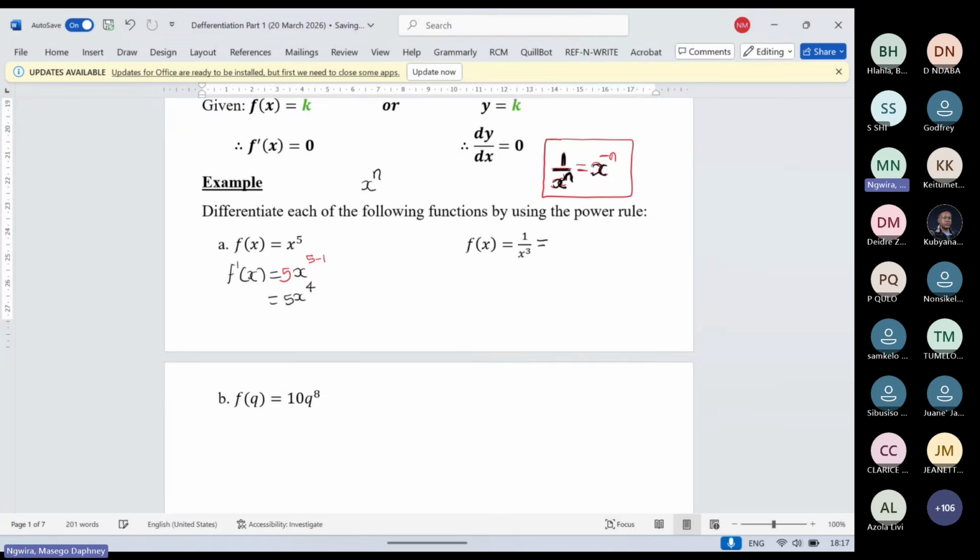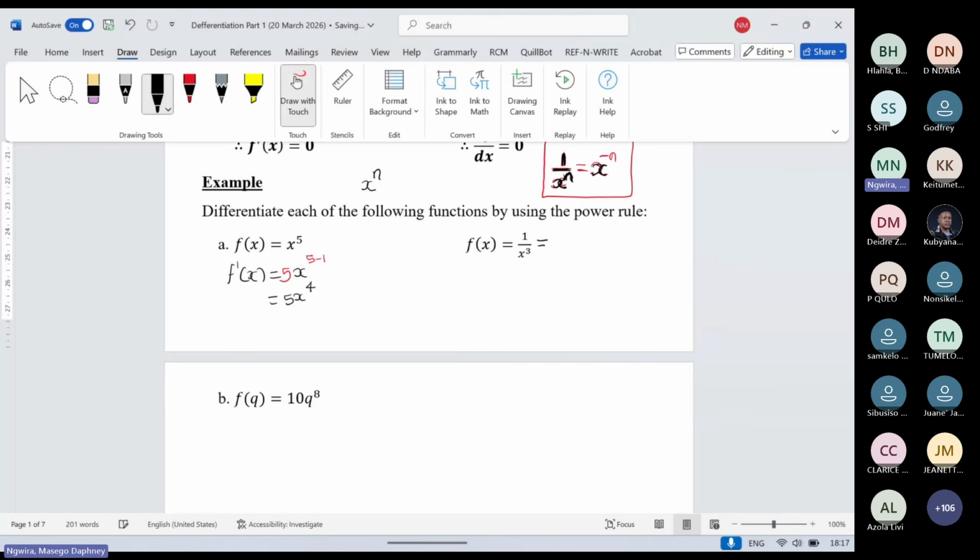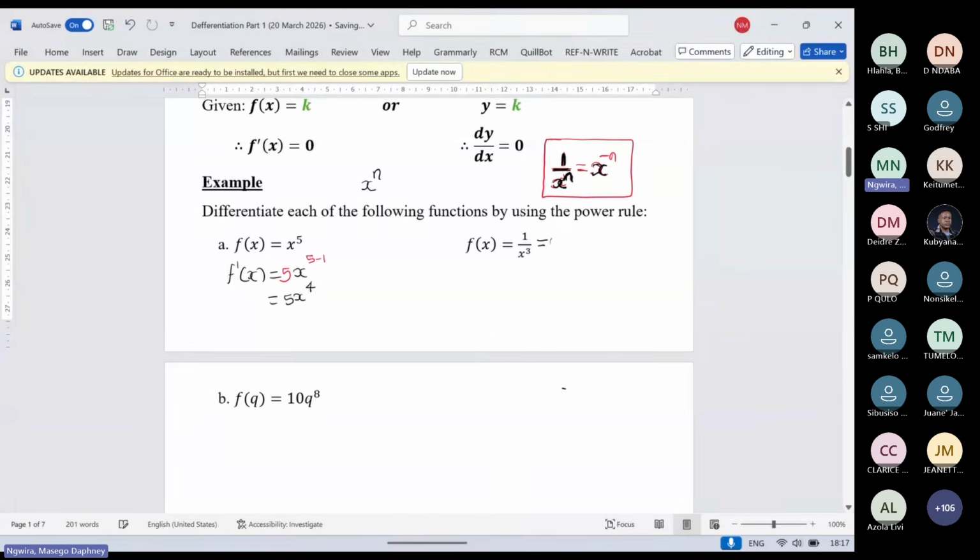Yes, please listen on this one. You'll understand. I'm doing it again. So our function, we have x to the power of -3 because I moved this x to the power of 3 to the top. So it becomes x to the power of -3. So now I have my function as x to the power of -3.